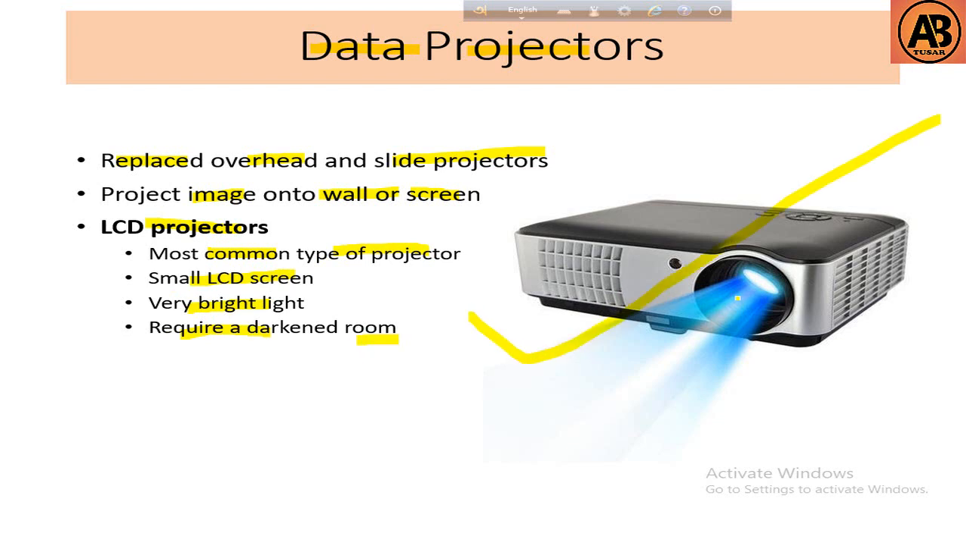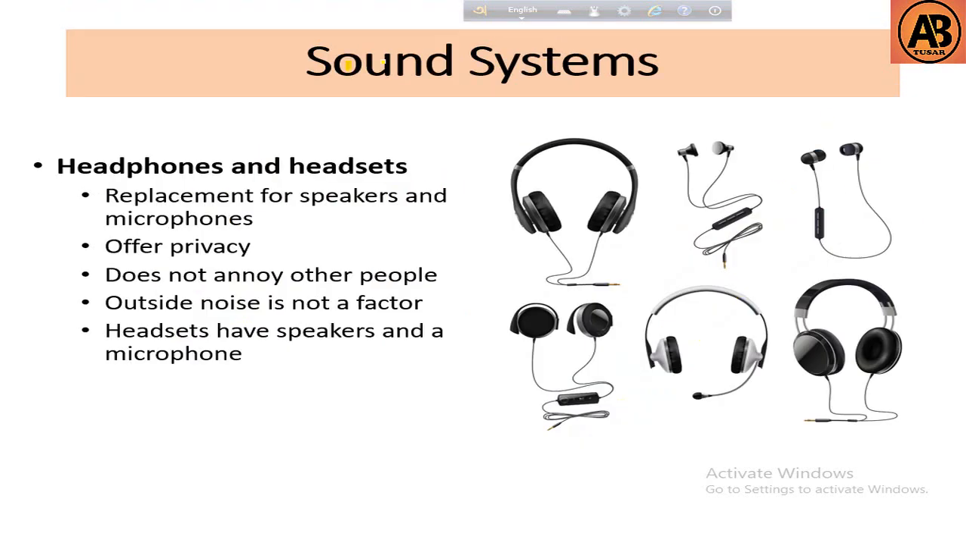Then sound systems, headphones, headsets. They are the replacement for speakers and microphones. They offer privacy and do not annoy other people. Outside noise is not a factor. Headsets have speakers and a microphone. These are the speakers for a personal computer, PC, or laptop, and this speaker is useful for a mobile phone or smartphone.